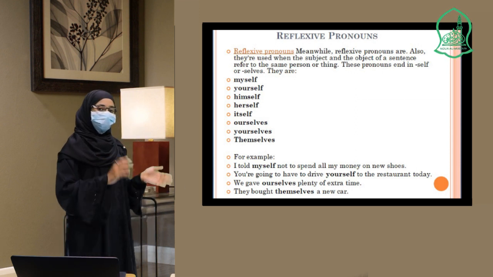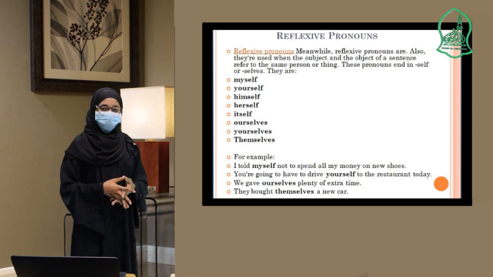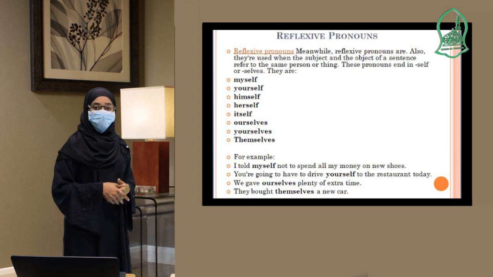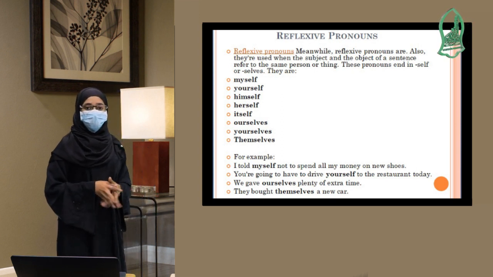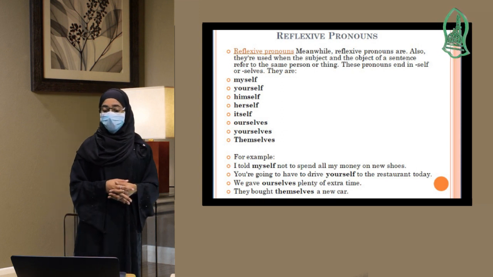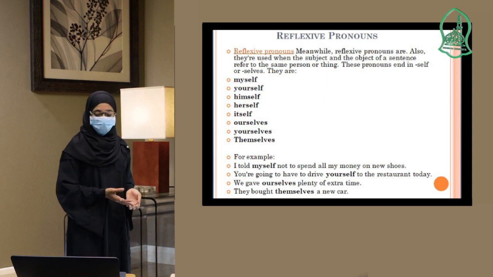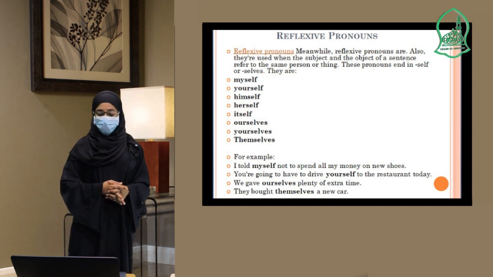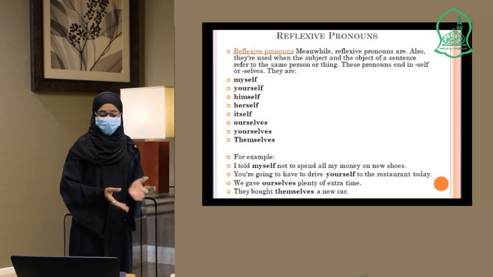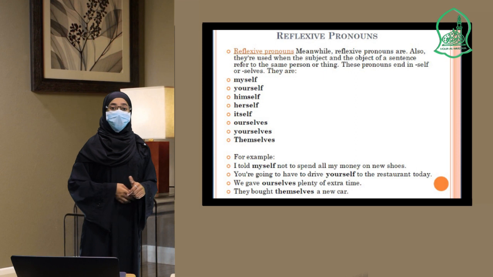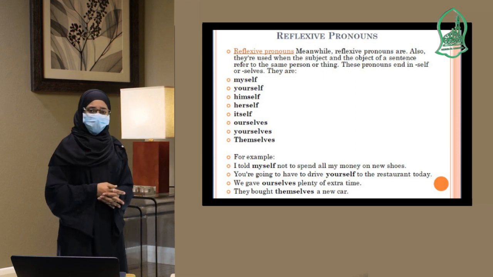We have seen how we form the singular and plural of words ending with F. We replace it with VES. So it's either ending with self or selves. Self is one, and selves if they are many. For example, myself, yourself, himself, herself, itself, ourselves because we are many, yourselves because you are many, and themselves because they are many. So let's see how they work in a sentence.